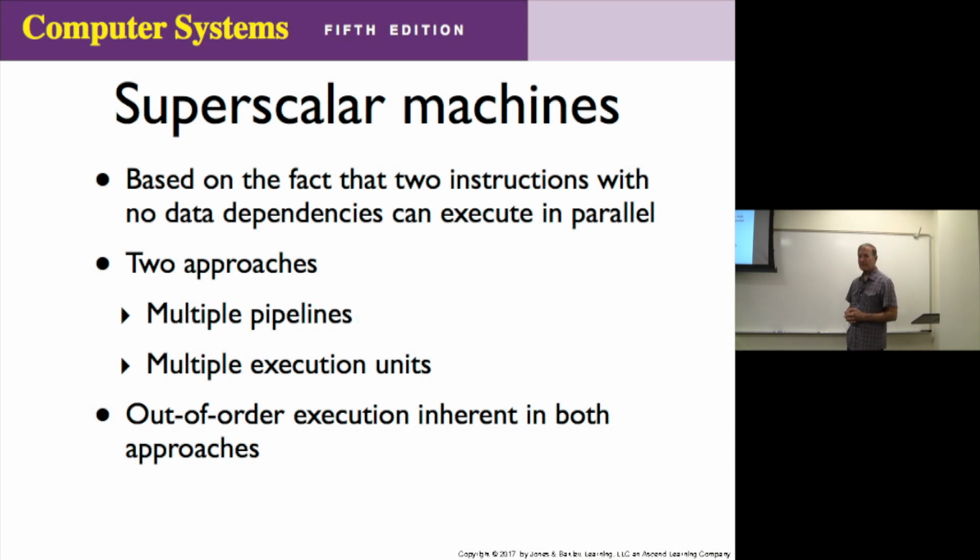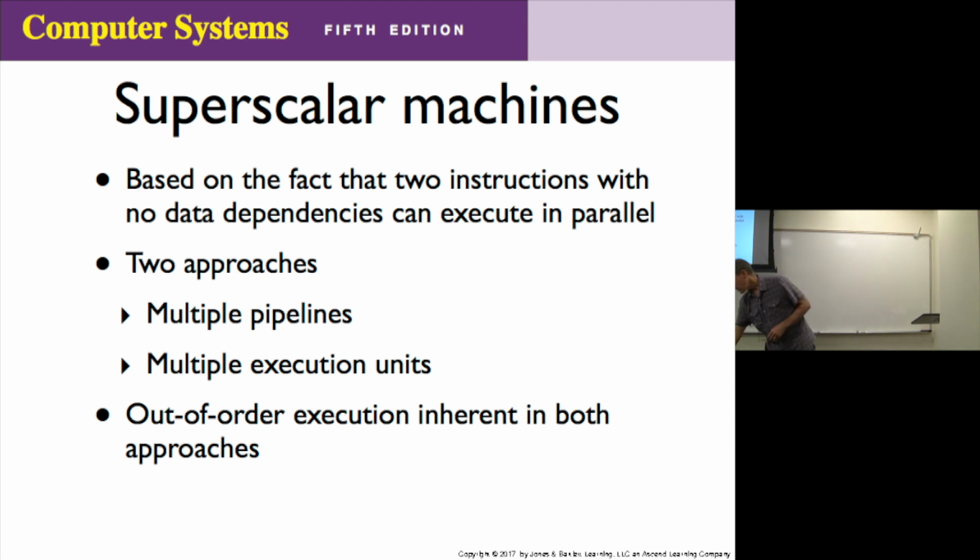And the last speed up technique that we're going to talk about is this concept of superscalar machines. Superscalar machines are based on the fact that two instructions with no data dependencies can execute in parallel. And there are two approaches to superscalar machines. You could have one instruction fetch unit that can fetch two instructions simultaneously and then have a separate pipeline for each. And another approach is to have multiple execution units, and out of order execution is inherent in both approaches.